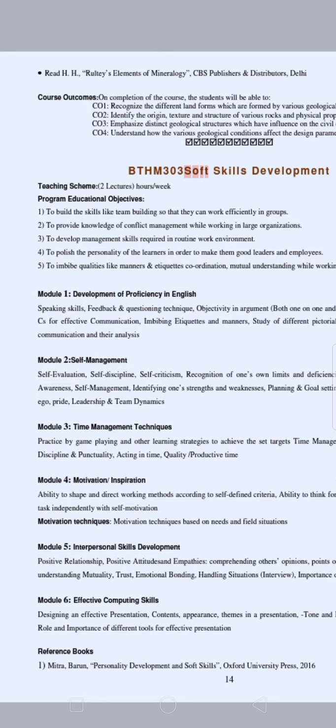So the second module is self management. This is also important like module 1. So in self management, what things are we going to study? The sub contents are self evaluation. We are going to learn how to evaluate ourselves. That thing will be discussed and studied here.